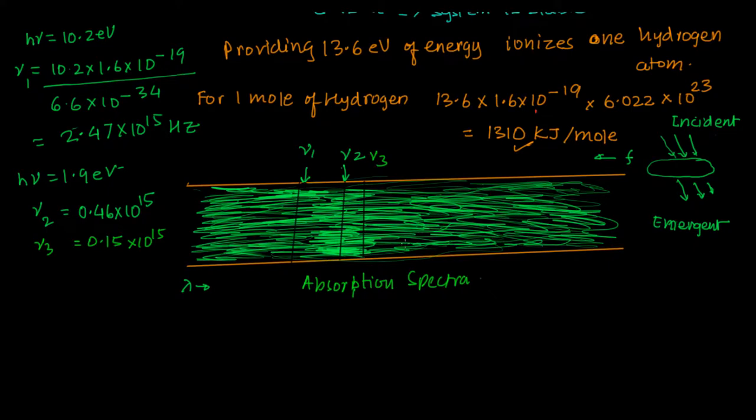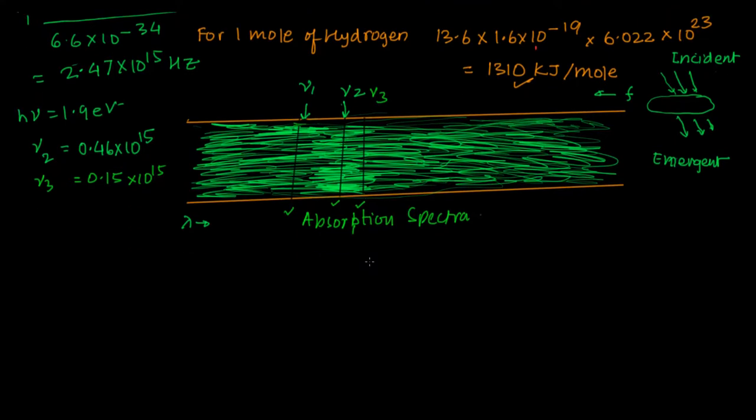Now look at the wonder of wonders. Whenever you shine this light, you always find only these lines vanishing. Correct? Always. There's not even slightly more or slightly less of frequency. It's always the same. Now what does that tell us? That tells us that the energy levels of the atom, in this case the hydrogen atom, are fixed.